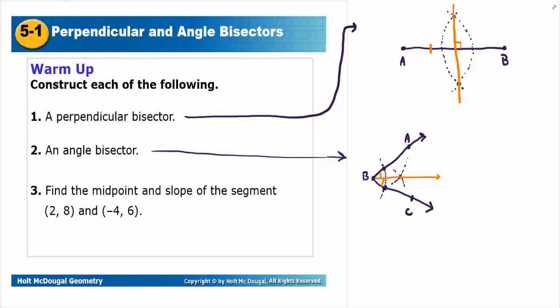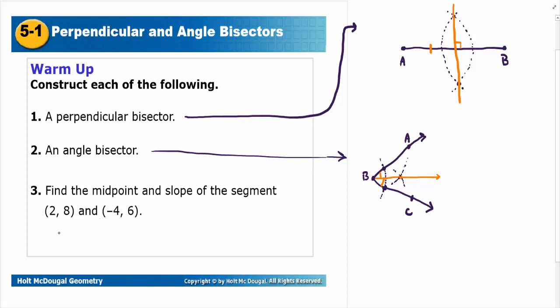Okay, so that's 1 and 2. Number 3, I'm going to find the midpoint and slope of a segment. Just kind of giving you that reminder. All right, because I need to find the midpoint and the slope. Sorry, I was thinking point slope, but we need to find the midpoint and the slope.